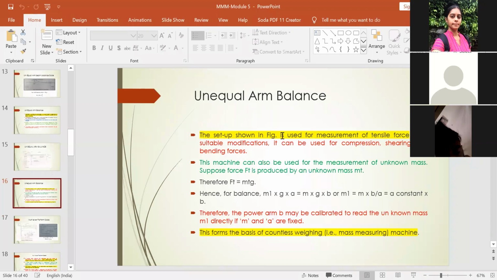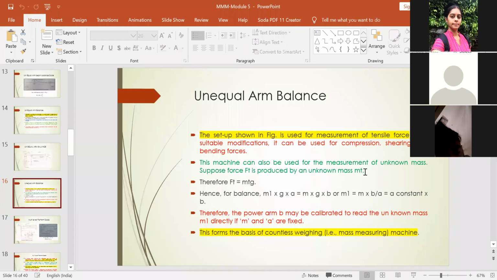This unequal arm balance is usually used for measurement of tensile force. With some modifications, it can also be used for testing compression, shearing and bending forces. So you can measure the unknown mass here. Along with that, this instrument is capable of determining the tensile force, and with some accessories or modification it is also able to measure compression, shearing and bending forces.